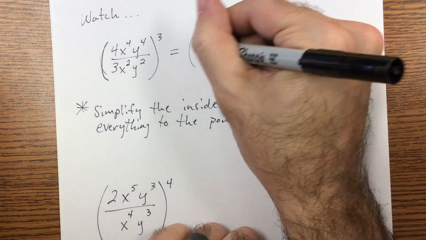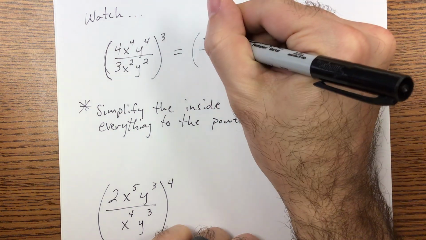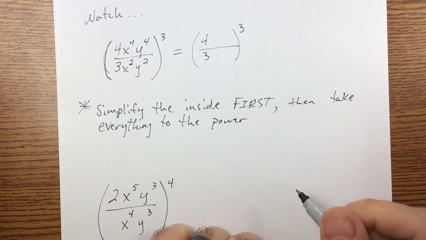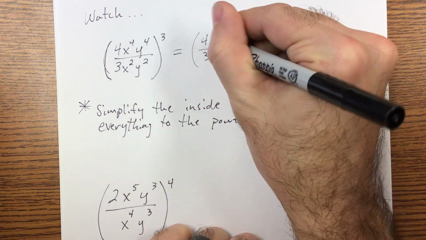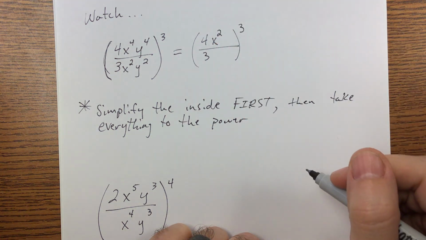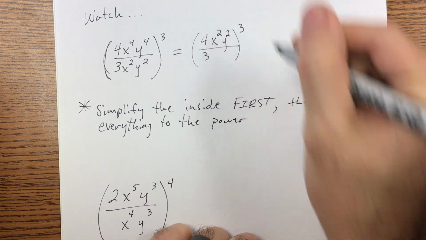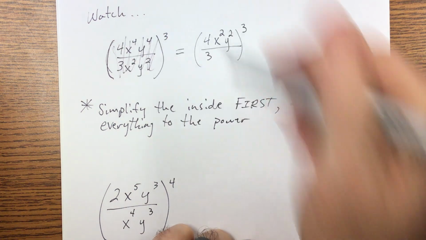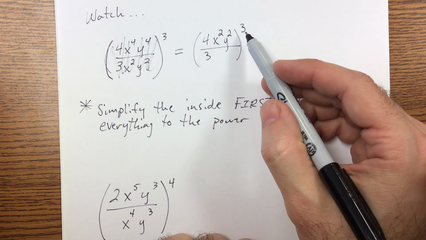But let's see. Can we reduce 4/3? I don't think so. So that stays 4/3. But what about our x's? Well, how many? It stays on top. That's where there's more. How many more are on top? 2. Look at our y's. Which one has more? Top. How many more? 2. Okay, so this has been simplified. Now we can take everything inside to the third power.